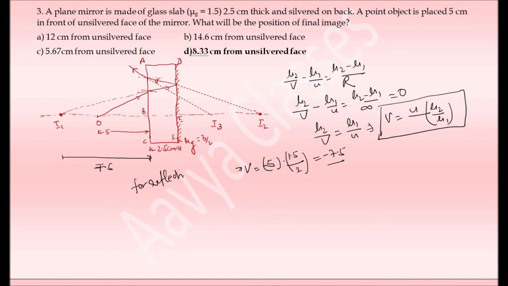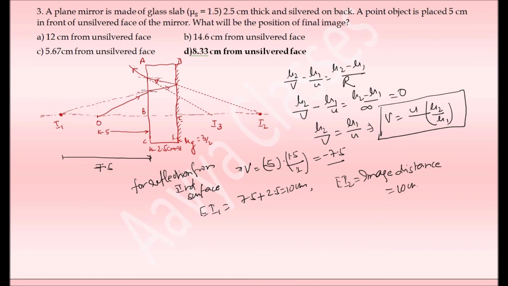for reflection from second surface, so first we will calculate the object distance. So object distance is EI1, and it is EI1 is equal to 7.5 plus 2.5, that is 10 centimeter. So image distance will be EI2. So image will be formed at the point I2. So EI2 is our image distance for this reflection, and it is equal to 10 centimeter.